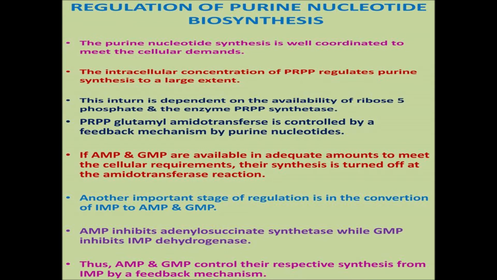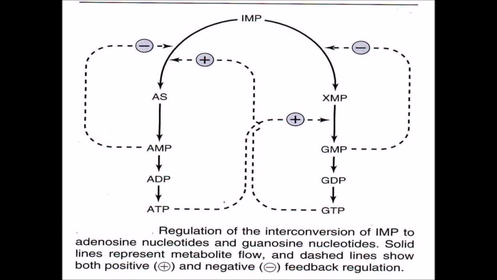Another important stage of regulation is in the conversion of IMP to AMP and GMP. AMP inhibits adenylosuccinate synthetase while GMP inhibits inosine monophosphate dehydrogenase. Thus, AMP and GMP control their respective synthesis from IMP by a feedback mechanism. This is the interconversion and regulation of IMP to adenosine nucleotides and guanosine nucleotides.